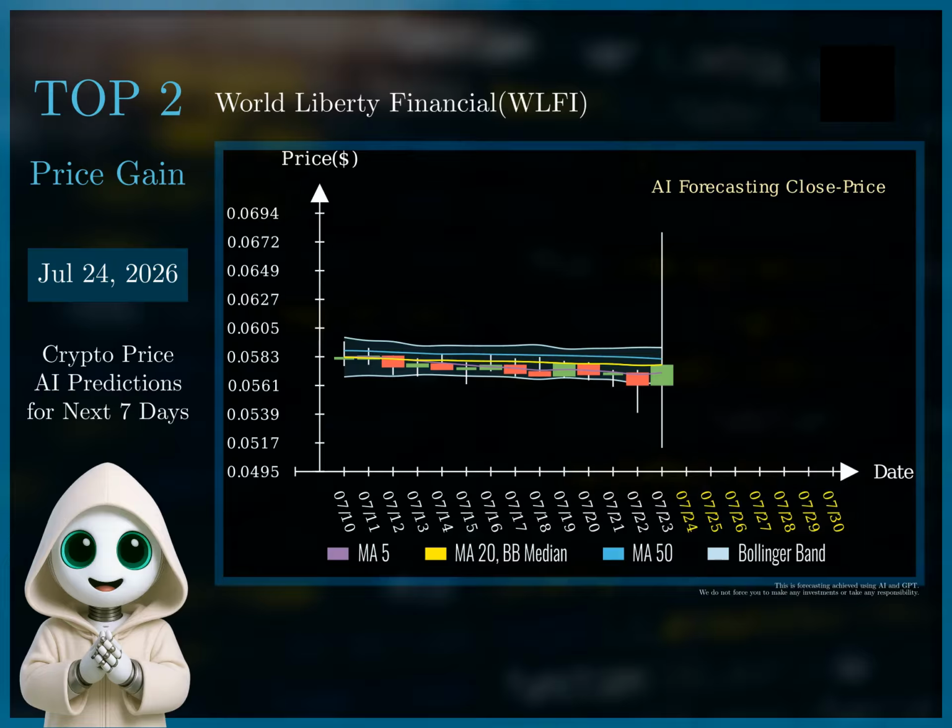Given this analysis, I recommend a long position with an entry price of $0.0578 on July 29, 2026. A stop loss should be placed at $0.0571 to protect against a potential downside reversal. The initial target price is $0.0586, aligning with the forecast price for July 30, 2026.